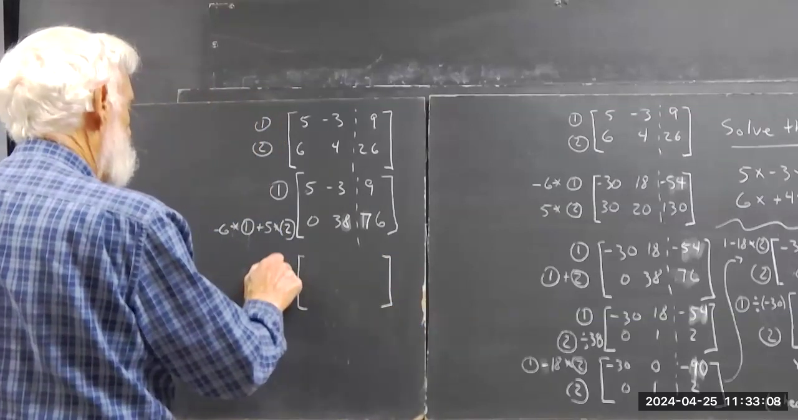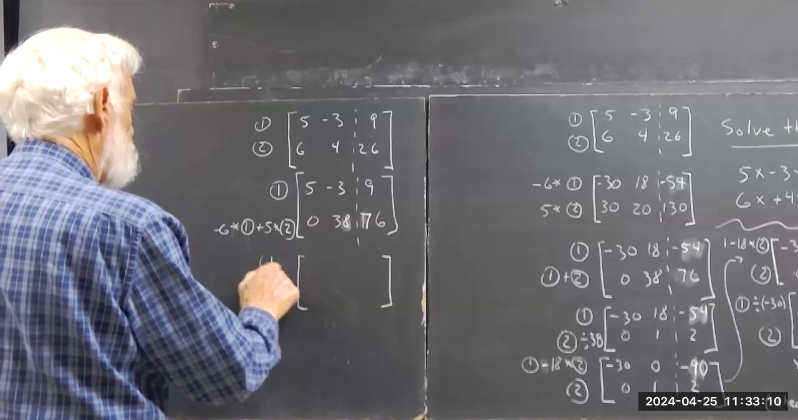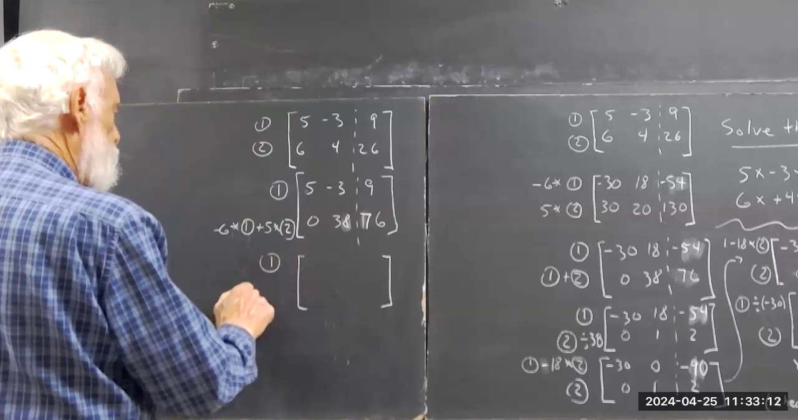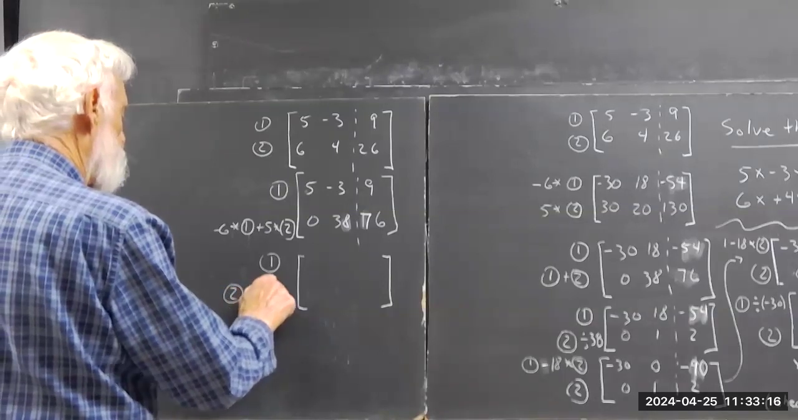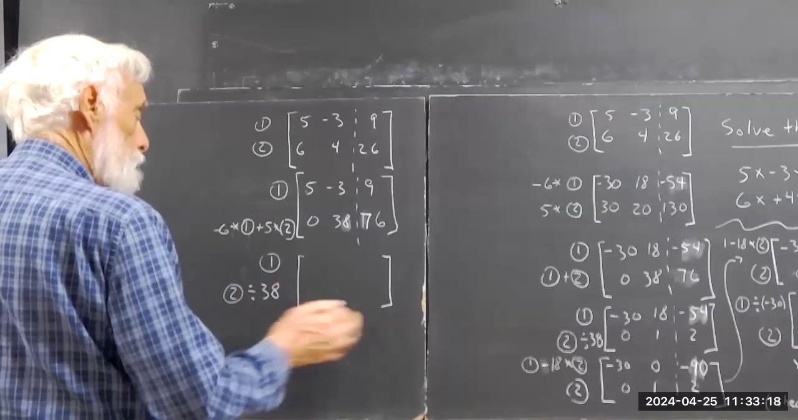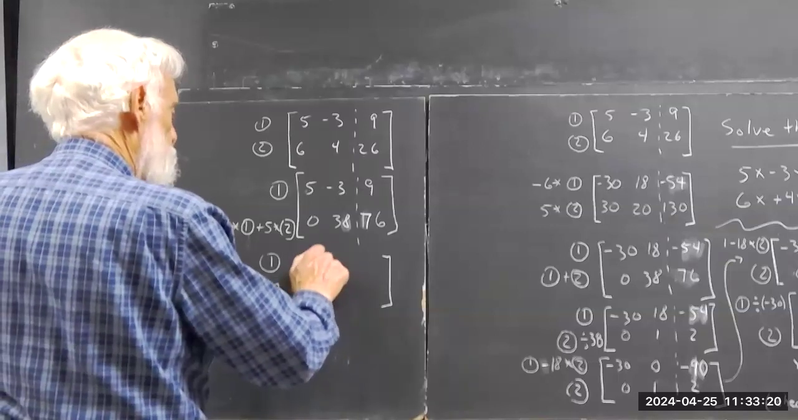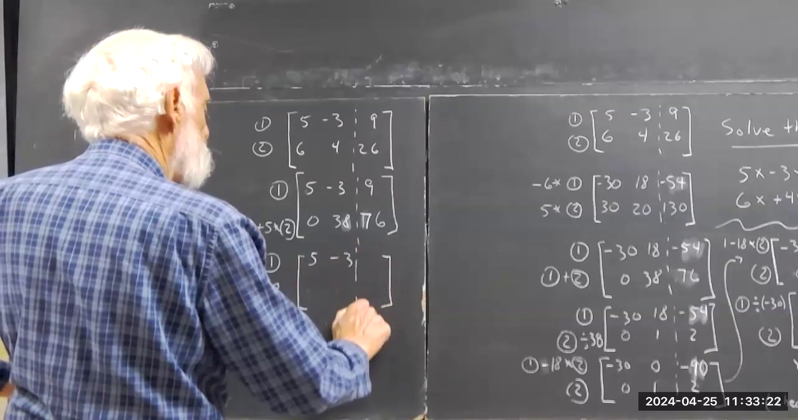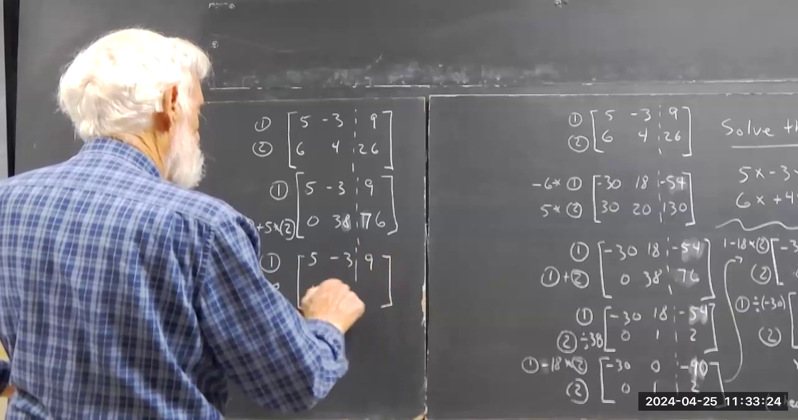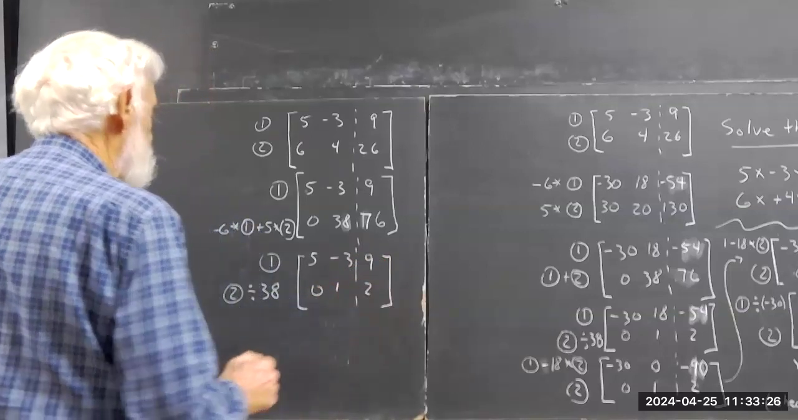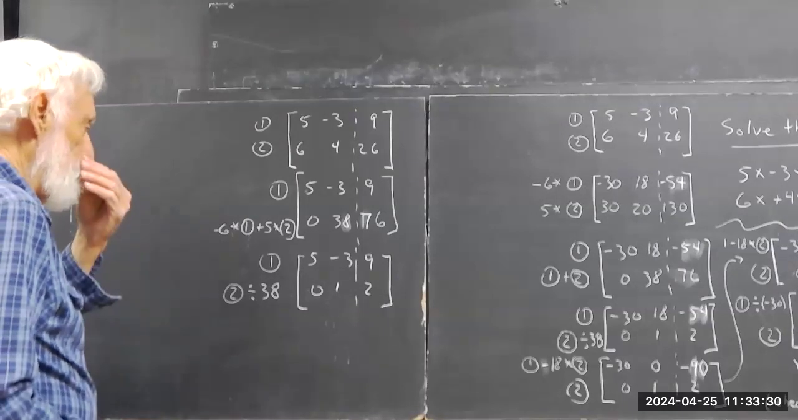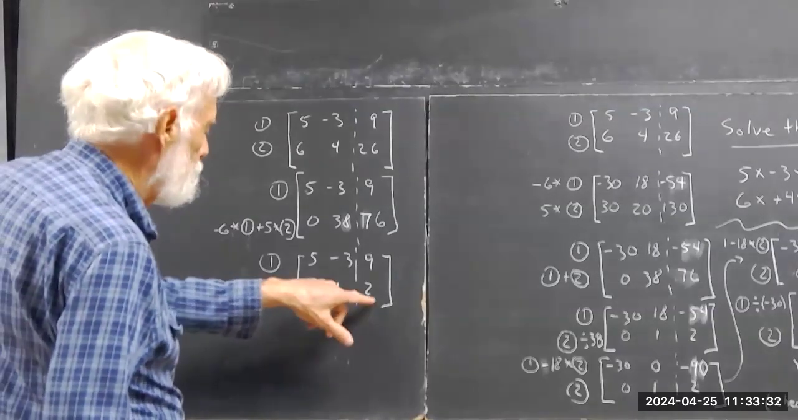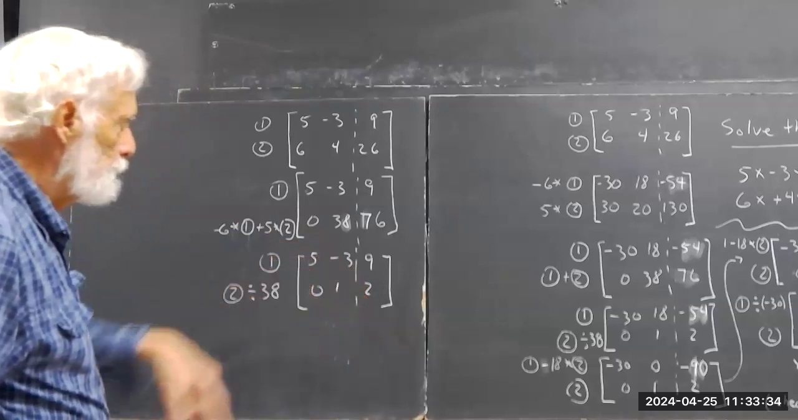And down. I'm going to write row 1 again. And I'm going to do row 2 divided by 38, giving me 5, -3, 9, 0, 1, 2. All right. Now I've got my solution for y. So y is going to equal 2.